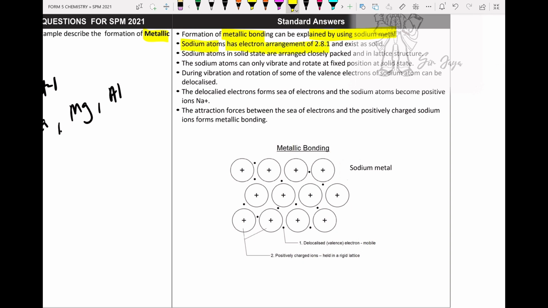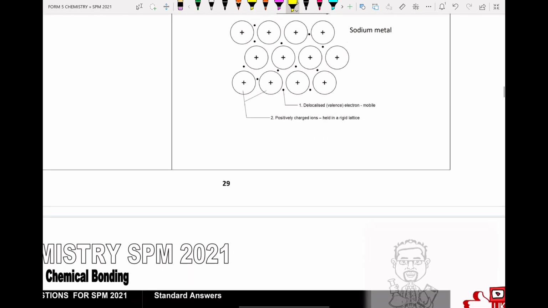Sodium atom has electron arrangement of 2.8.1 and exists as solid. Sodium atoms in solid state are arranged closely packed in a lattice structure. Sodium atoms can only vibrate and rotate at the fixed position. During vibration and rotation, some of the valence electrons of sodium atoms can be delocalized. They will move within the atoms. So the delocalized electrons form a sea of electrons and the sodium atom becomes a positively charged ion. The attraction forces between the sea of electrons and positively charged sodium ions form a metallic bonding. All right, so that's how we draw here.